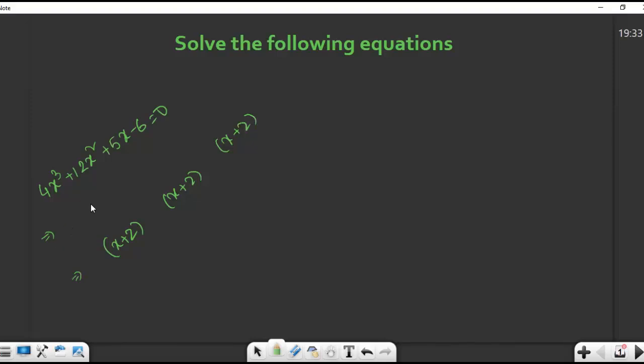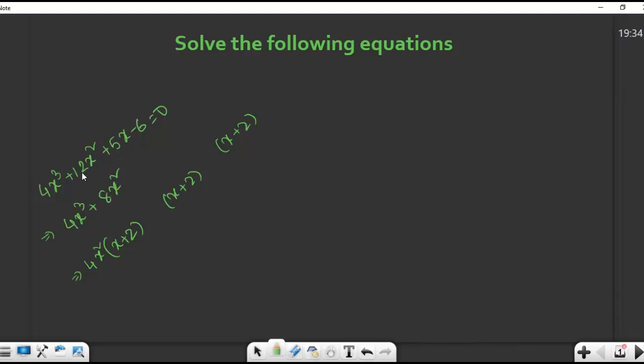Okay. Now we will write the second line from the third line. So how can we write? Look, here at first we will multiply 4x square. So 4x square into x, 4x cube. So first part done. Plus 4 times 2, 8x square.